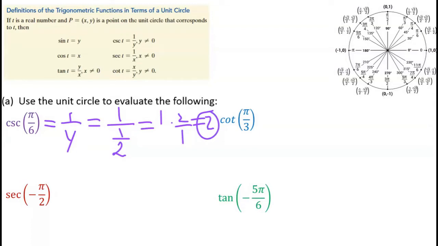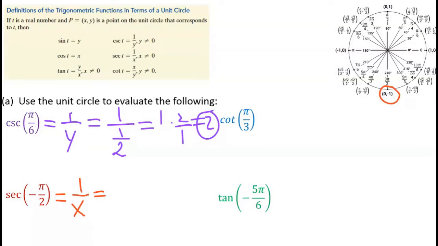How about secant of negative pi over 2? Now, secant is defined to be 1 over the x value. Okay, well, my x value at negative pi over 2. Now, when you have a negative, you got to be careful. Negative means you go backwards, okay? So if positive pi over 2 is at the top, negative pi over 2 is down here at the bottom. Same place as 3 pi over 2, they're coterminal.